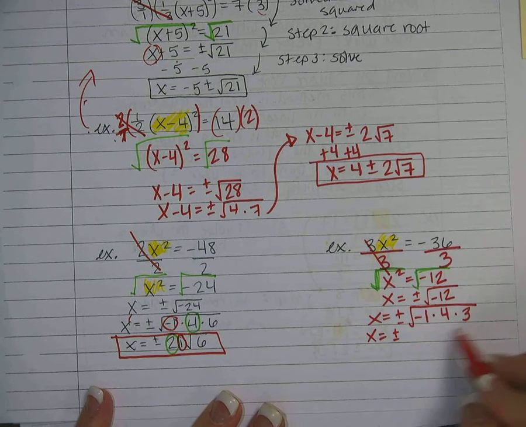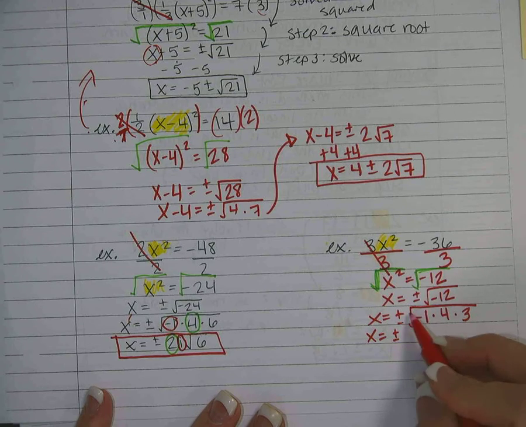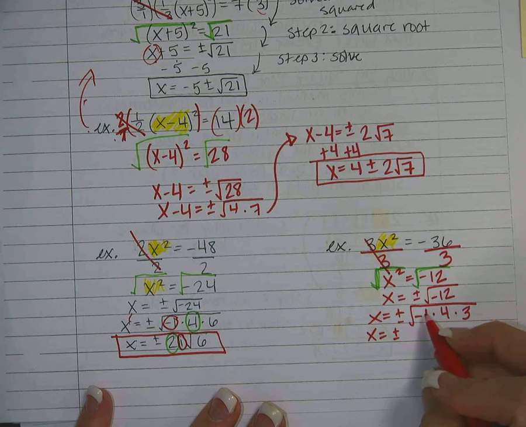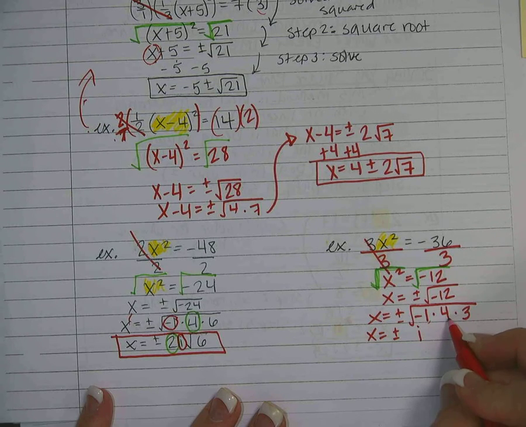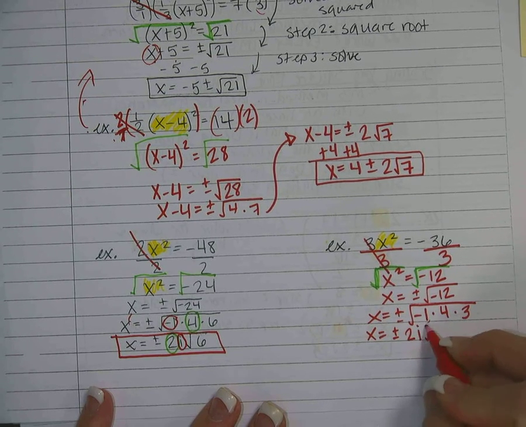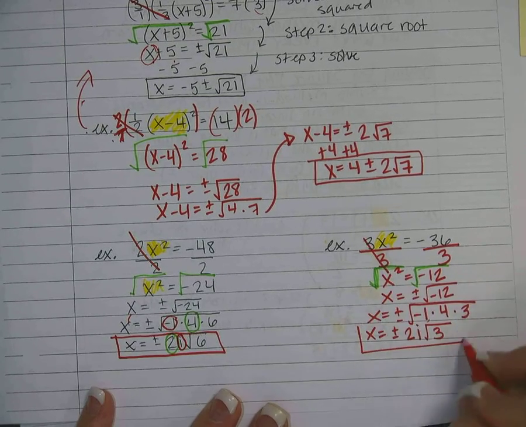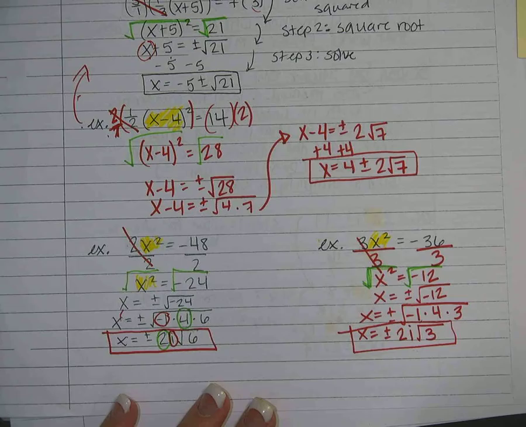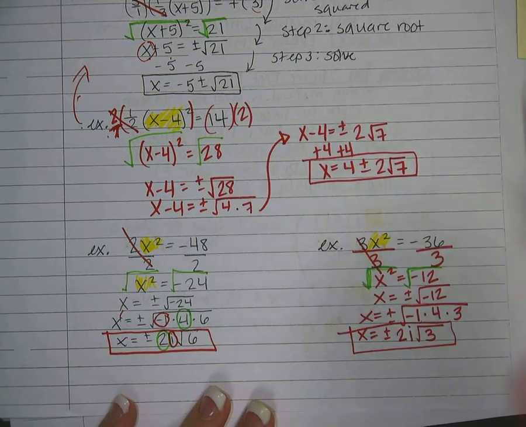When you're taking stuff out of the radical, it goes before the plus or minus, if y'all are having trouble with that. The square root of negative 1, that's i. The square root of 4 is 2. And the 3 stays inside because it's not a perfect square. So x equals plus or minus 2i square roots of 3.